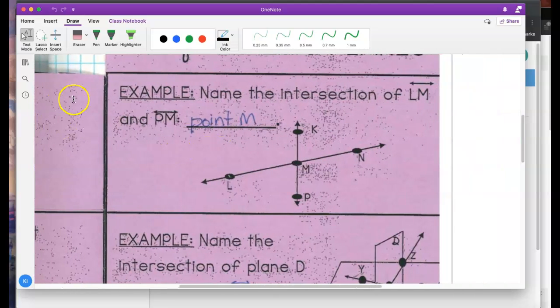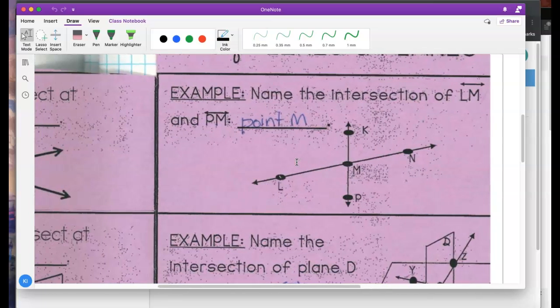In an example like this picture, they want us to name the intersection of line LM and line PM. Remember, this is how we label a line, LM. I want you to take your cursor or your pen, look at L, drag it over to M, and notice it's got arrows on the ends, so I know it's going on forever and ever. It's talking about the line that goes through those points. PM, we've got P and M here, going here, so it intersects at point M. I could have just used the letter M as well.